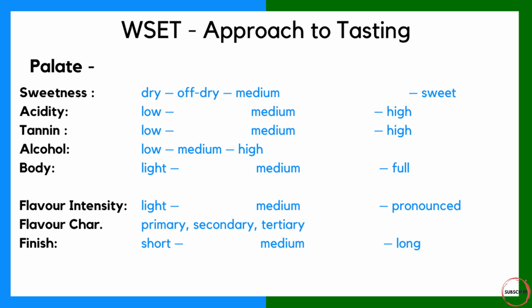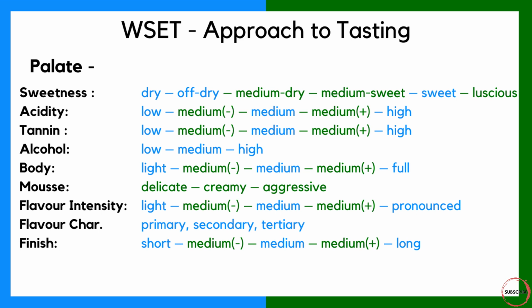characteristics on the palate: sweetness, acidity, tannin, alcohol, body, the intensity of the flavours, some of the characteristics of those flavours, as well as the finish. And at level 2, we're very much thinking about this from a low, medium, high perspective, particularly where we've got the acidity, the tannin, the alcohol, the body, the intensity, the finish. It's either low, medium, high, although it's referred to as different things: short, medium, long, light, medium, pronounced. We are talking about 3 categorizations of each of those things.